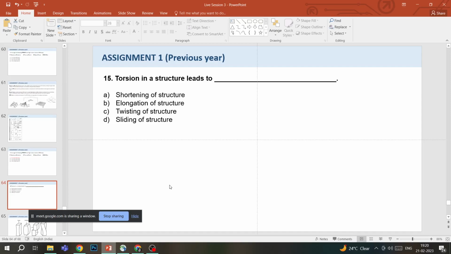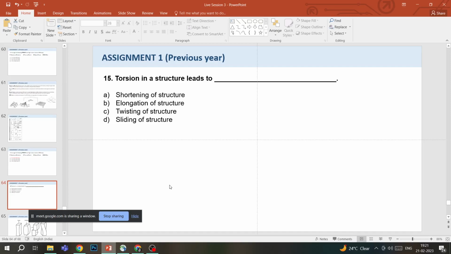So torsion in a structure leads to shortening of structure, elongation of structure, twisting of structure, or sliding of structure. If you remember what I told you, those who have joined in between might not know, or they might have studied, so they might know the correct answer to this. So what does torsion really do?